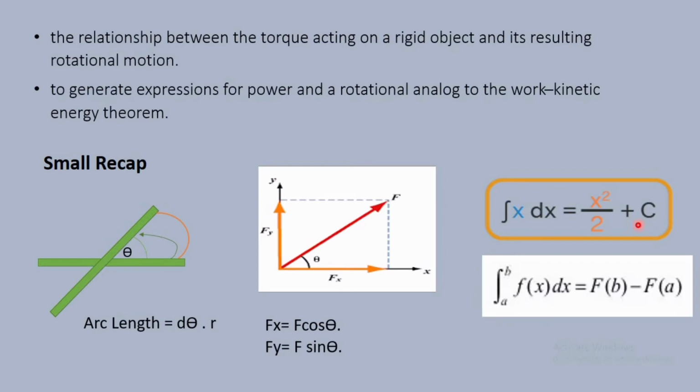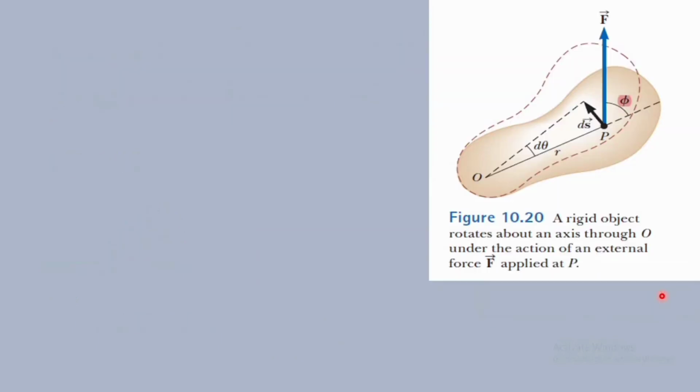And for a definite integral starting from a and ending at b for f of x, basically we get the integration of f of x and then substitute the final minus the initial, which leaves us with F(b) minus F(a). So let's start our concept.